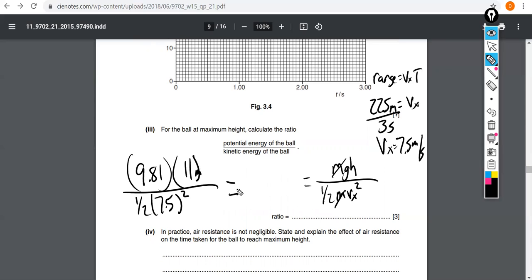11 times 9.81 is 107.91. And 7.5 squared times 1/2 is 28.125. And so this thing had a lot more potential energy at the top of its flight than it still possessed in kinetic energy. How much more? 107.91 divided by 28.125 looks to be a ratio of 3.8. So it has 3.8 times the potential energy as it did kinetic energy at maximum height, according to those calculations.